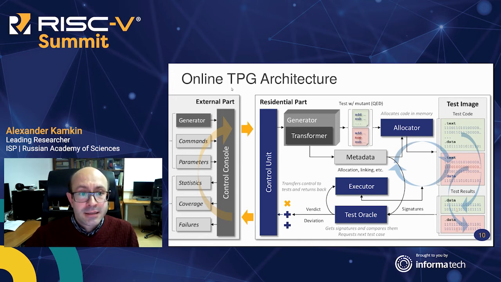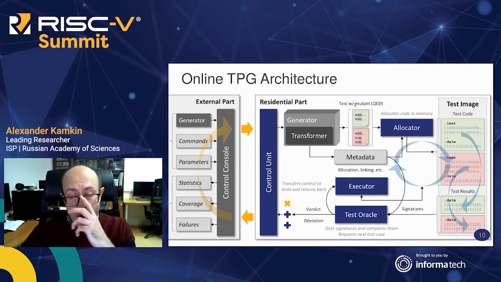Let's look at the online TPG architecture in more detail. There are two main parts, a resident part and an external part. The generator produces test programs. You can see two of them: the main test shown in green, and a mutant, a result of basic test transformation. Why do we need two tests? It refers to how we check test results. So we compare signatures of the main test and its mutant, and so we perform an equivalent transformation of the base test. For example, we can insert some NOP instructions between other instructions to avoid pipeline hazards. We can also use more complicated transformations, such as in QED, quick error detection.